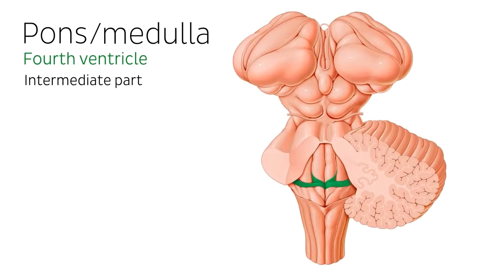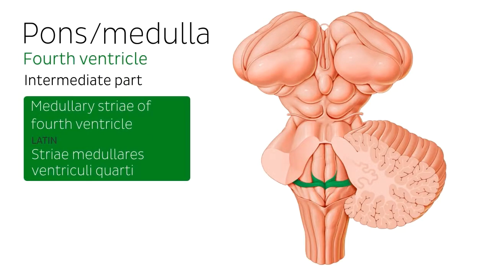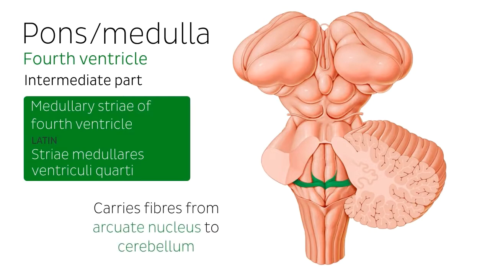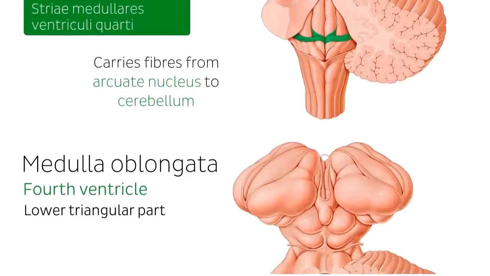The intermediate part of the rhomboid fossa is known as the medullary striae. These fibres refer to a strongly myelinated transverse bundle of nerve fibres which travel from the arcuate nucleus to the cerebellum. And as the arcuate nucleus is located in the hypothalamus, it's therefore not visible in this image. And as we mentioned before, the medullary striae mark the end of the pontine portion of the rhomboid fossa and the beginning of the medullary portion, so the following anatomical structures that we're going to describe are located in the medulla oblongata.